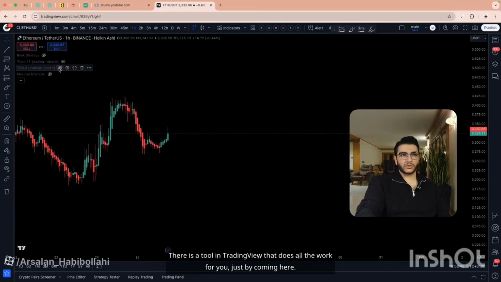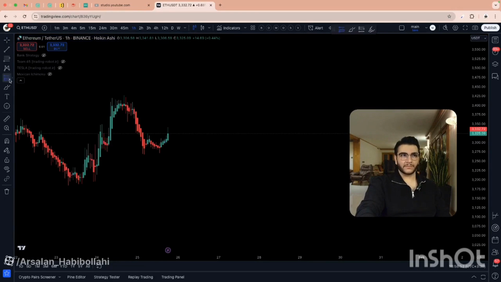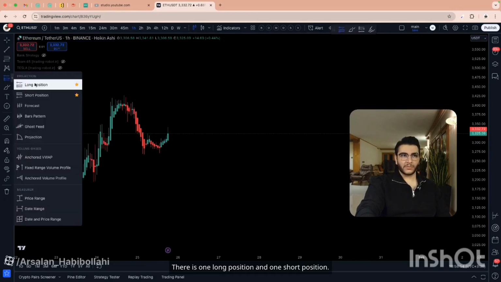There is a tool in TradingView that does all the work for you, just by coming here. There is one long position and one short position. Now we want to open a long position. We click on this one and then click here.